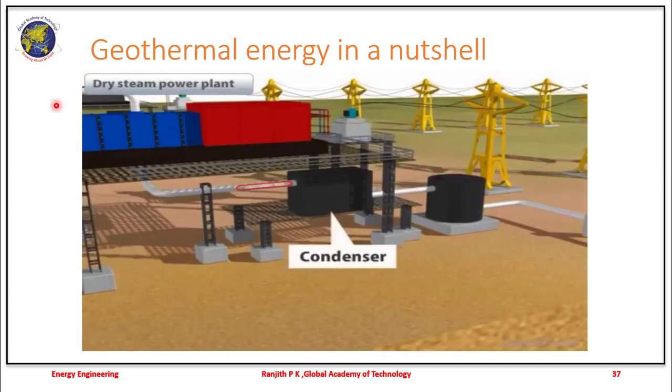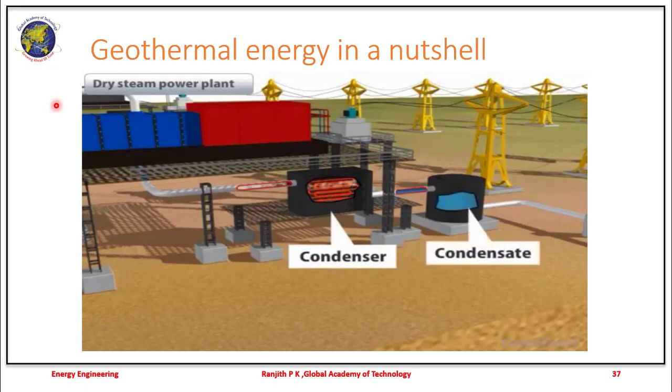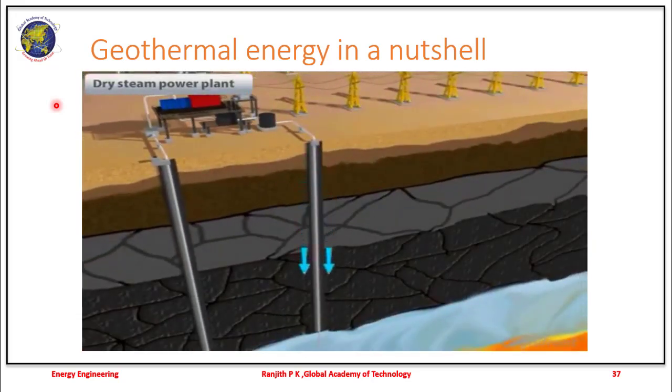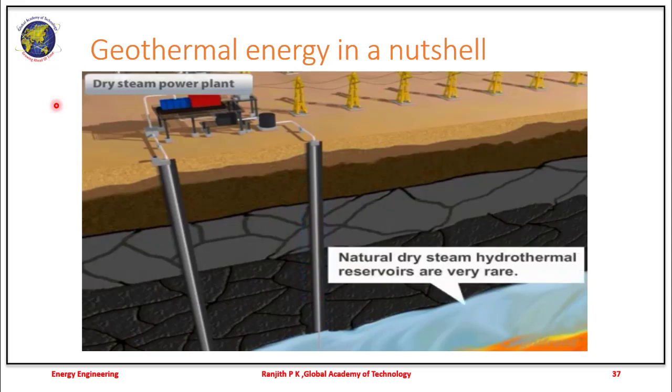After rotating the turbine, steam goes through the condenser where it is converted into water. This water is called condensate, and it is injected back into the earth through the injection well. Natural dry steam hydrothermal reservoirs are very rare.